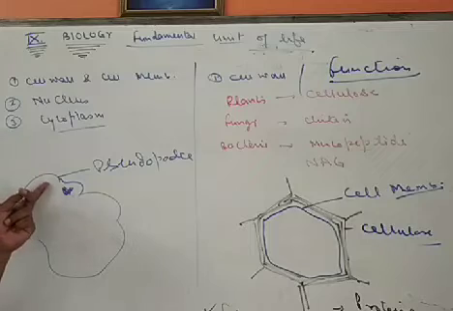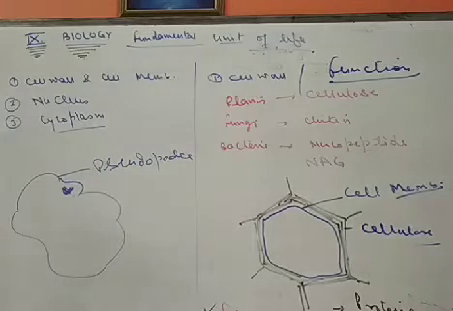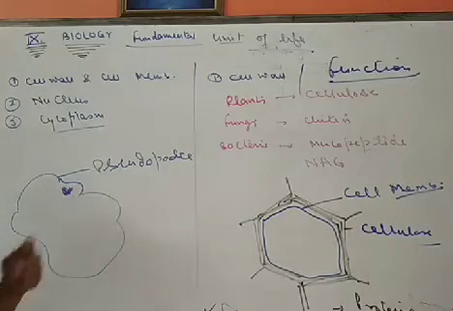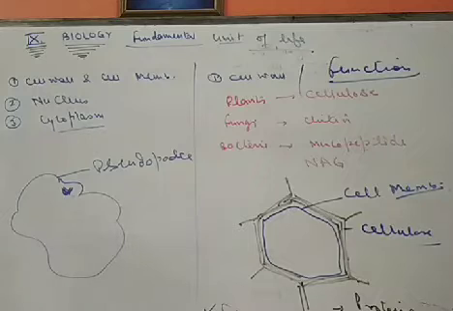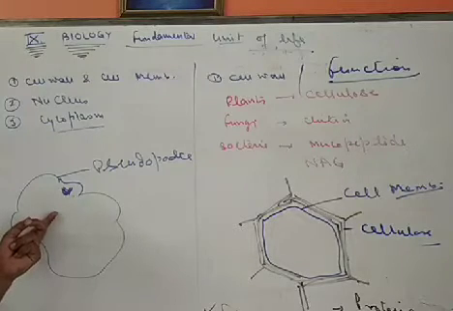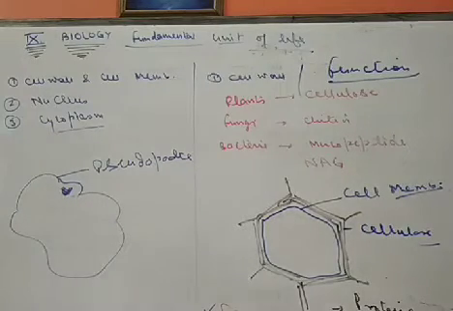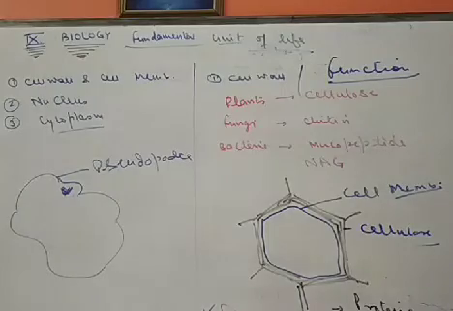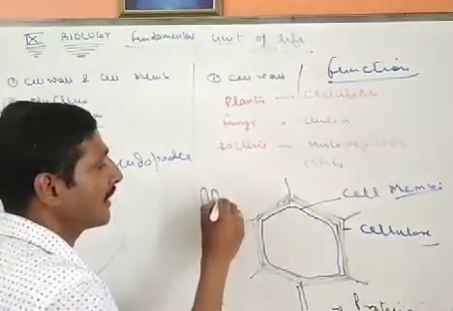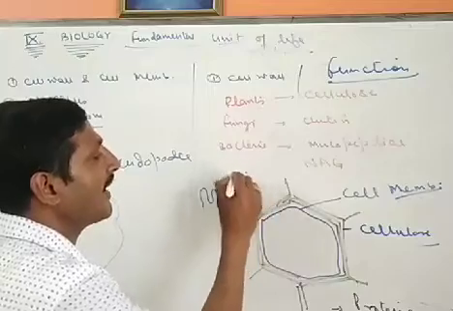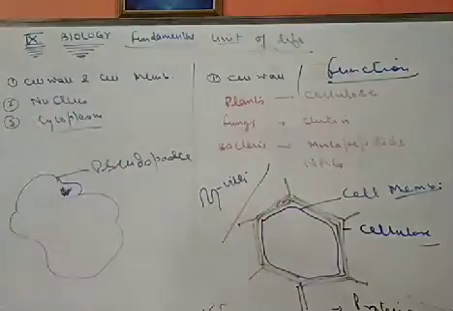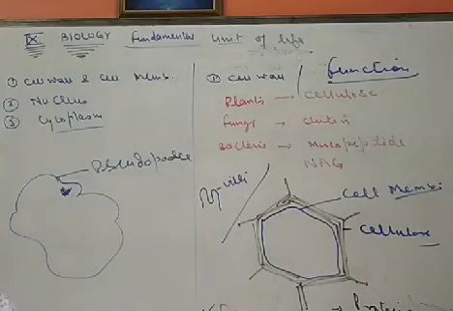Also, this cell membrane helps in movement in amoeba by forming pseudopodia-like structures. The cell membrane of our small intestine also helps in absorption of food through small finger-like projections. These finger-like projections are called villi in our small intestine, which help in absorption of digested food.